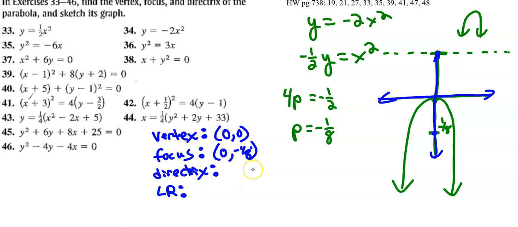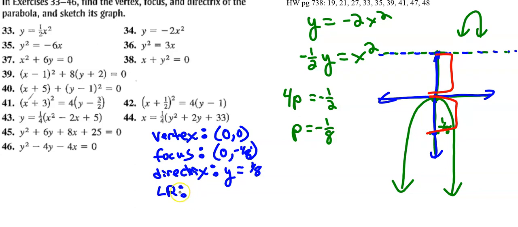The directrix, remember, is not a point. It's that line right here. And so it's a horizontal line, so it's going to have the equation y equals, and it's at positive 1/8. Because remember, this distance, let's highlight this in red, this distance should be the same as this distance right here.